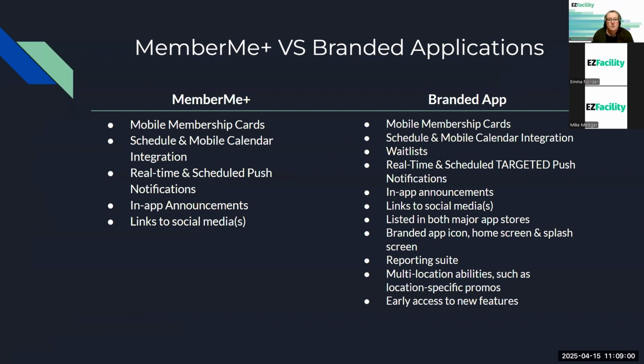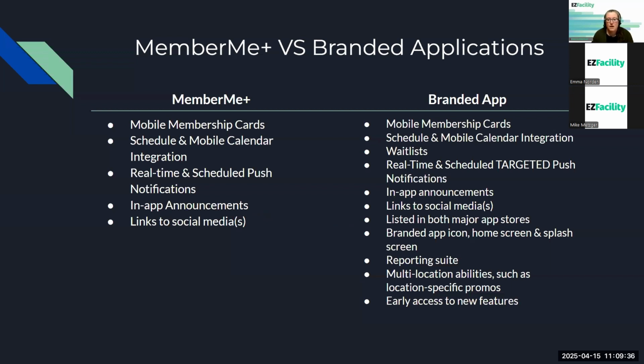Both of them allow you to schedule and have mobile calendar integrations, but the branded app will also allow you to have wait lists. People can join the wait lists from your branded app. On the MemberMe Plus side, you'll get real-time and scheduled push notifications, but in the branded app, you can get targeted push notifications. Some of those targets could be age, gender, or your membership status, and we'll go through them once we get into the branded app. But that is a branded app only feature.